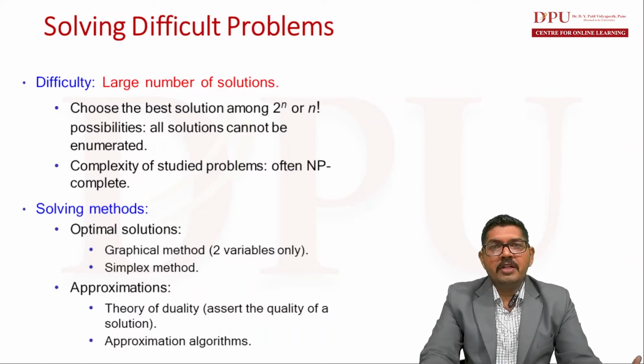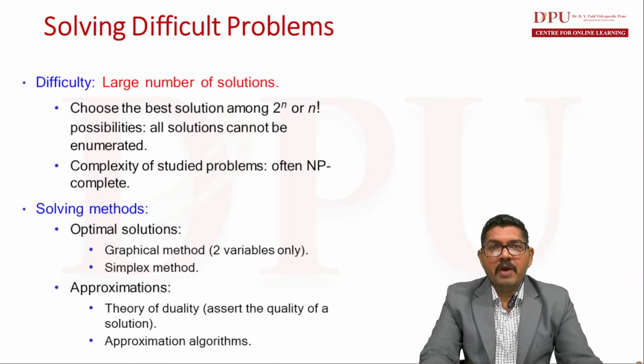So there can be multiple solutions, alternative solutions, but not all the solutions are optimal. So we are here to find out the optimal solution, the best solution, right? The optimal solution. So choose the best solution among all the possible solutions, right? So there are 2 raised to the power n number of solutions.